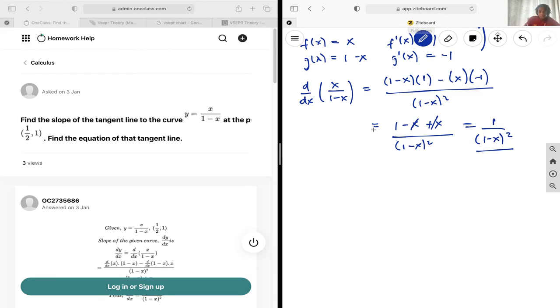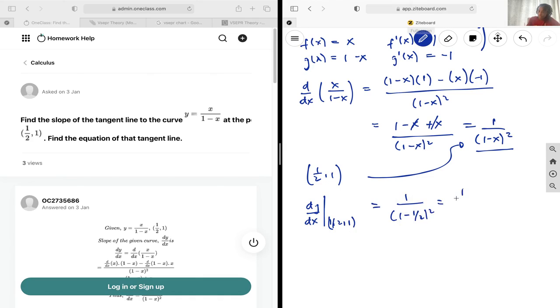And then, since it is at the point (1/2, 1), you're just going to put in those values here. And so we get dy over dx at the point (1/2, 1) is 1 over (1 minus 1 over 2) squared. So that is going to give us 1 over (1/2) squared, and this is just 4. So the slope of the tangent line to the curve y is equal to x over 1 minus x at the point (1/2, 1) is going to be equal to 4.